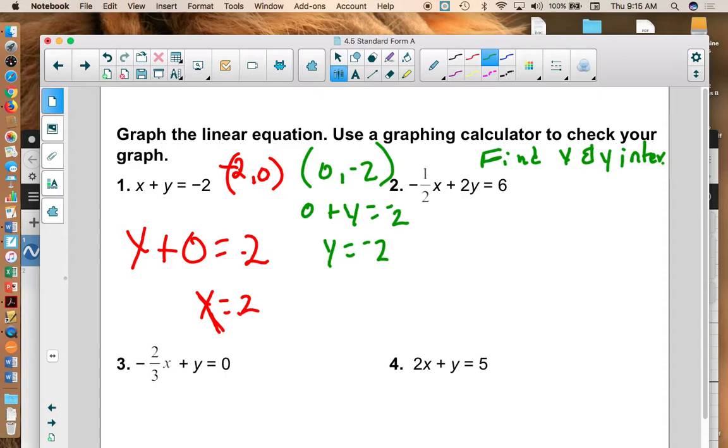Guys, I don't want you to use the graphing calculator to give you the X and Y intercept. You're not always gonna have it. You gotta be able to do it on your own. I know you can use it now that I've showed it to you, but you won't necessarily have that when you take a test. You gotta be able to find it on your own.